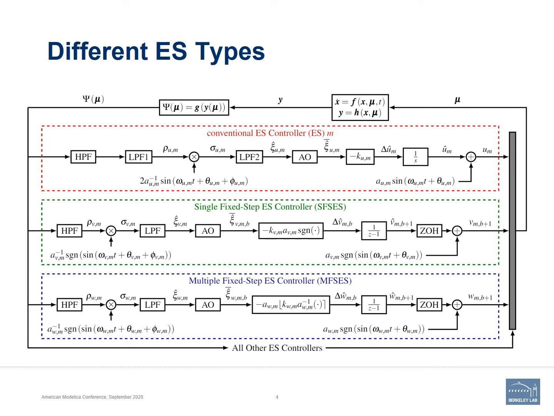Here you can see the three different ES controller types we implemented in the library. At the top you see in red the conventional ES controller, below in green the single fixed step ES controller, and at the bottom in blue the multiple fixed step ES controller.